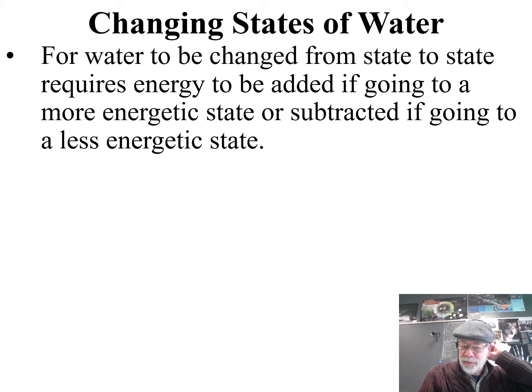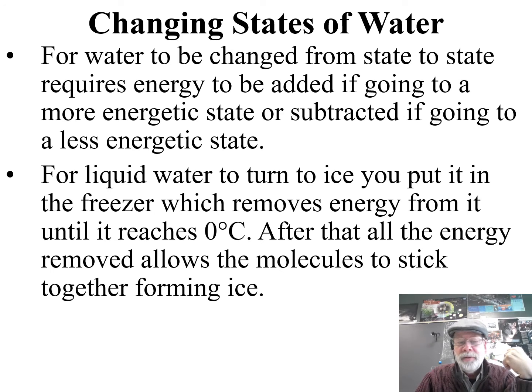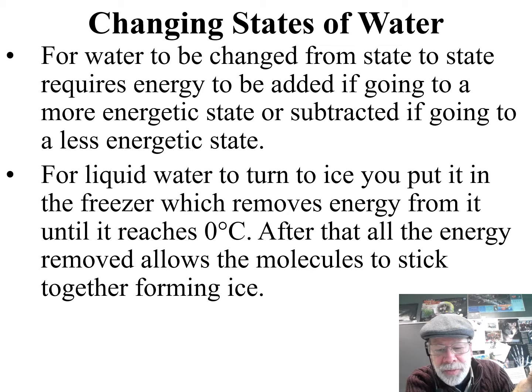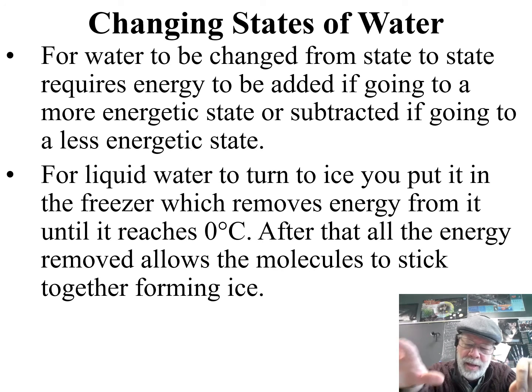So for water to be changed from state to state requires energy to be added if going to a more energetic state, or subtracted if going to a less energetic state. For example, to turn liquid water to ice, you freeze it. It removes energy until it gets to 0 degrees Celsius, but it doesn't freeze. You've done this before. Put an ice tray filled with water in the freezer, and you're impatient. You come back an hour later. There's a little bit of ice on it, but it's mostly still water. It got to 0 degrees, but now you have to remove a huge, and I mean huge, amount of energy in order to get it to turn all to ice.